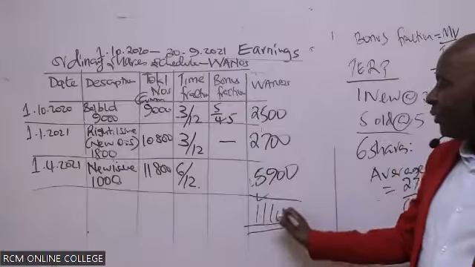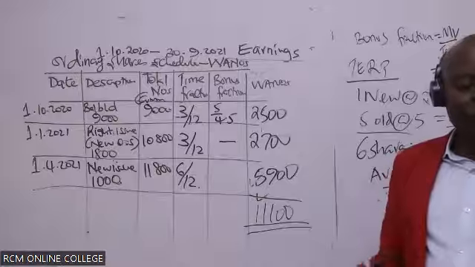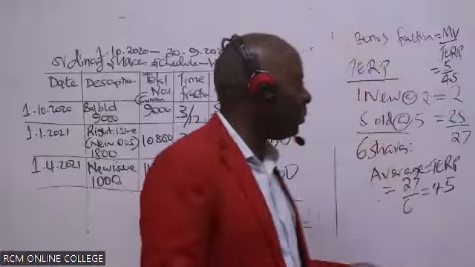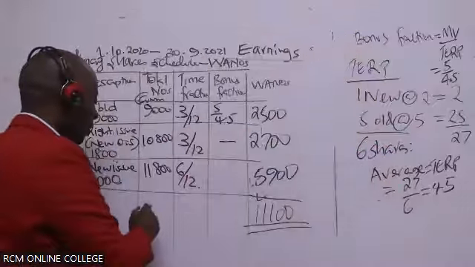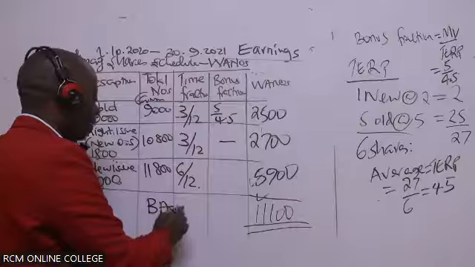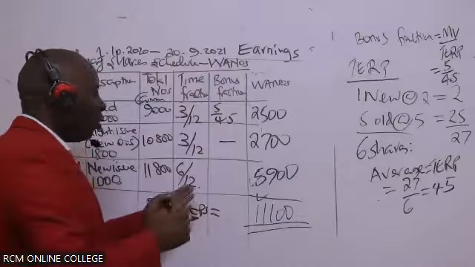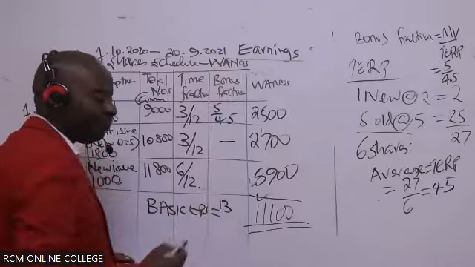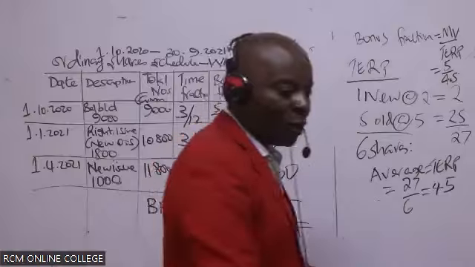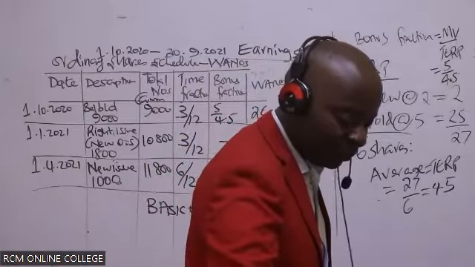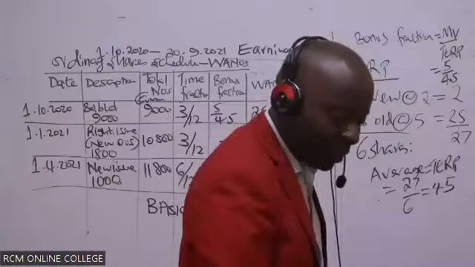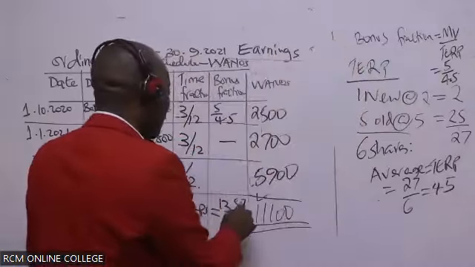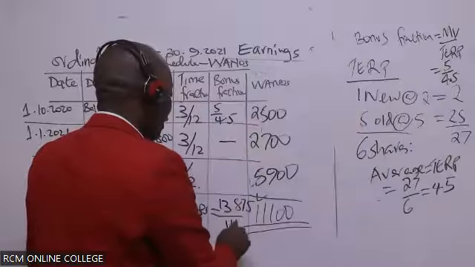11,100. And now that you have gotten the weighted average number of shares, go ahead and give us our basic EPS, 2021. So our basic EPS is the PAOS, profits attributable to ordinary shareholders. If I remember very well, you gave me a figure of 13,875. So 13,875 all over the weighted average number, 11,100.